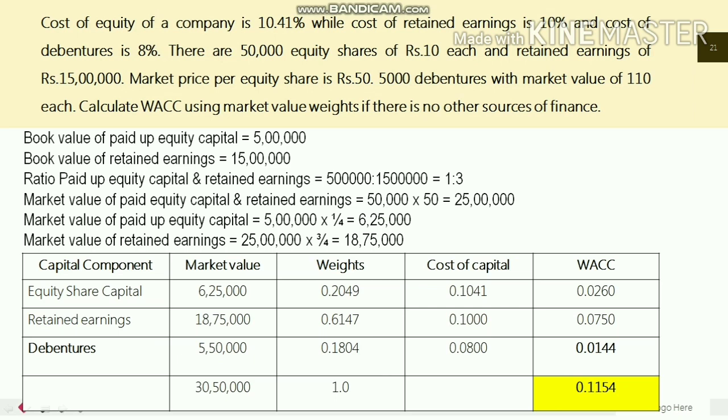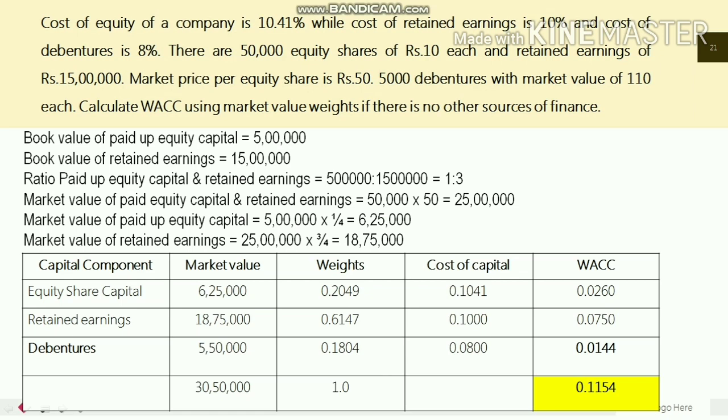As we don't know the portion of market value of retained earnings, we have to apportion them on the basis of book value. Book value of paid up equity capital is 5 lakh. Book value of retained earnings is 15 lakhs. Ratio of paid up equity capital and retained earnings is 5 lakh to 15 lakhs, that is 1:3. Market value of paid up equity capital and retained earnings is 50,000 multiplied by 50 per share, so we got 25 lakh. So we have to apportion the 25 lakhs in the ratio of 1:3. So market value of equity share we got is 6,25,000 and market value of retained earnings we got is 18,75,000.